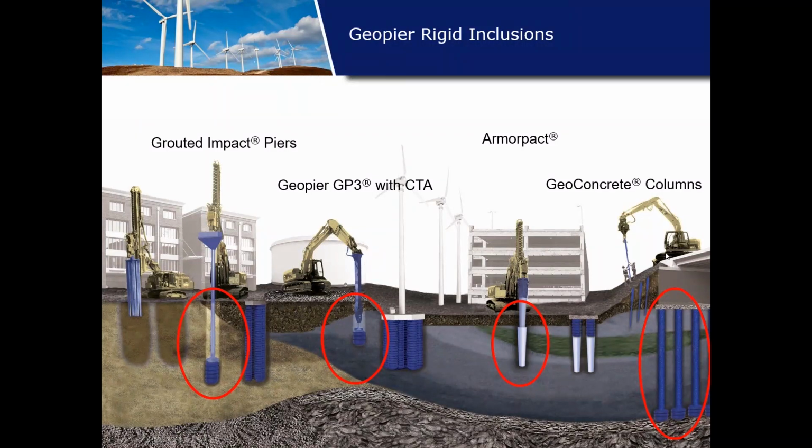At the far right, we have geoconcrete columns, or GCCs. This is one of our relatively newer technologies, and it consists of a bulb of concrete at the bottom and an extruded column of concrete up to the ground surface. These are generally very high capacity elements that we would use for high-rise structures or structures with very heavy loads. And you'll notice that I did skip over ArmorPact, and that's because I'm going to talk about ArmorPact in more detail in the upcoming slides.